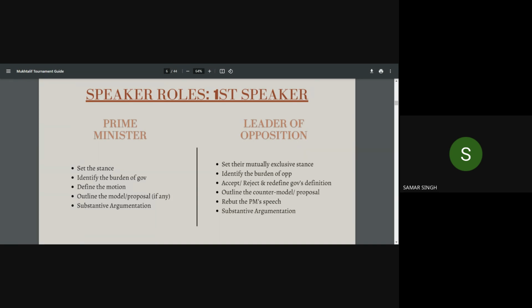Yes, Corey? So the prime minister cannot rebut the LO, right? I mean, what will they rebut? They have not heard what they said. They can give a preemptive rebuttal though.